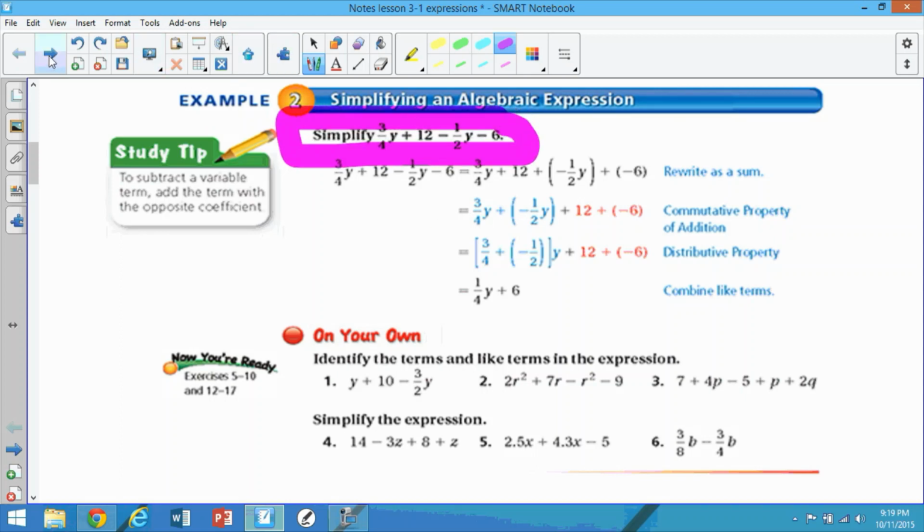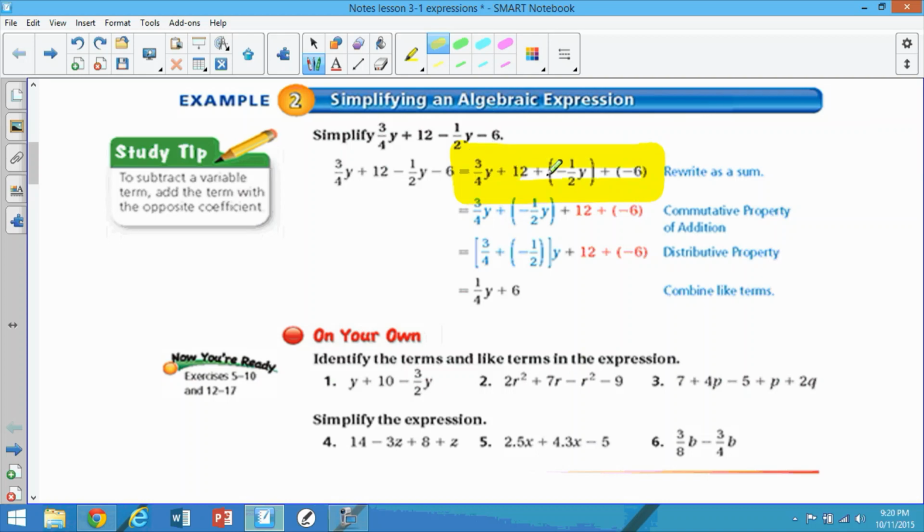Okay, so what they did is they took 3/4 y plus 12 minus 1/2 y minus 6. And they did the same thing that I would do. They turned that minus into a plus, and they wrote it as an addition problem. So it's 3/4 y plus 12 plus a negative 1/2 y plus a negative 6. Then you combine your like terms.